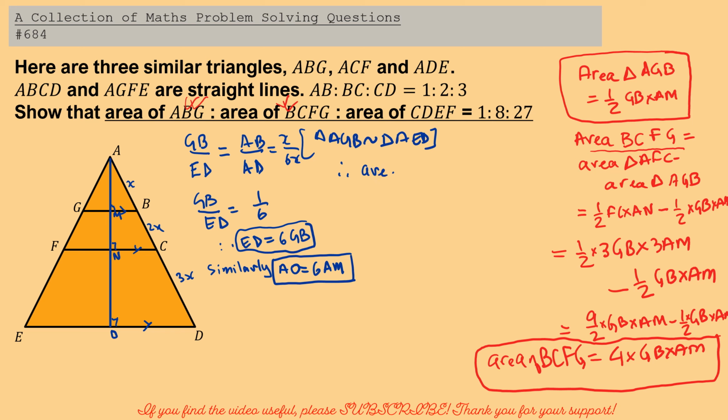area of CDEF equals area of AED. So that's area of triangle AED minus area of triangle AFC. Okay, so that equals AED is half times the base ED, which is 6 times GB. So I will just type ED times AO minus area of AFC.